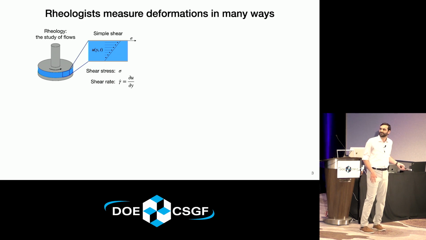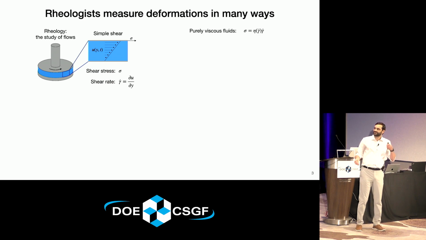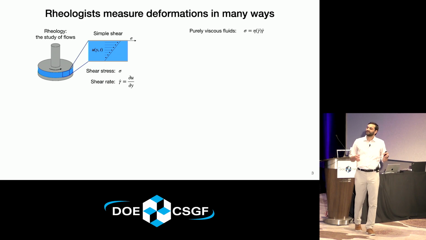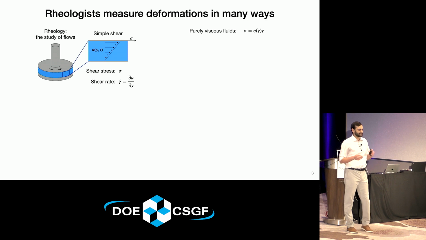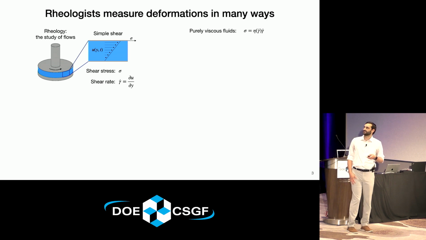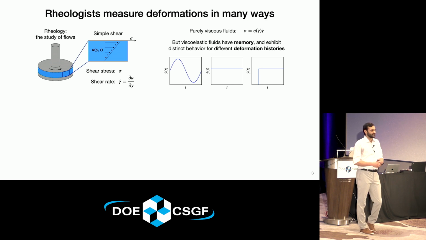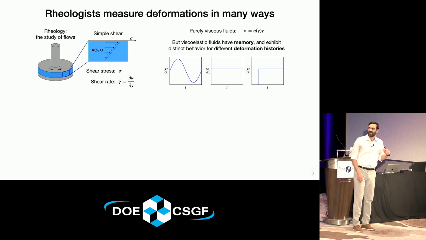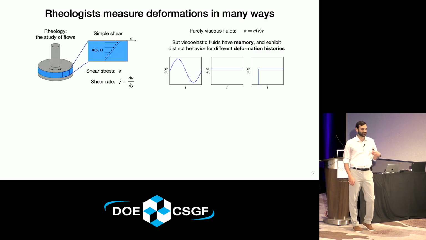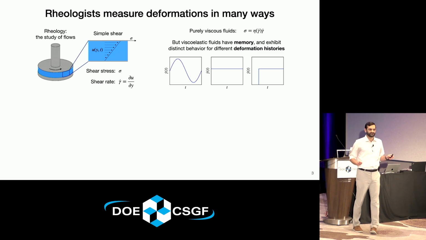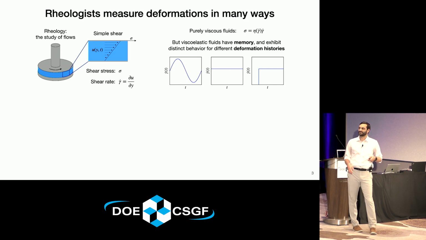So for a purely viscous fluid, the relationship between the shear stress and shear rate is pretty simple to characterize. We just need some nonlinear function called a viscosity. But for a complex fluid, it's a little bit more complicated. And that's because depending on the features of this time-varying protocol with which we turn the top plate, we're going to get very different looking properties and different looking data.